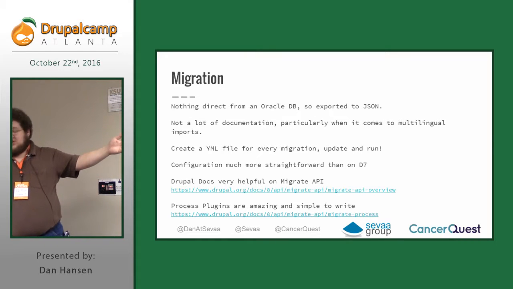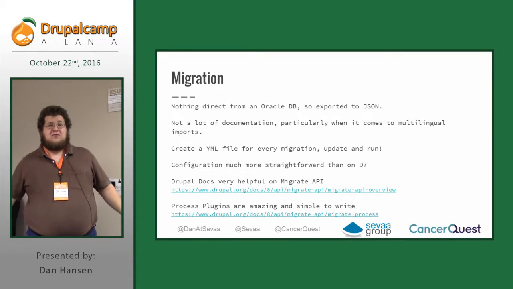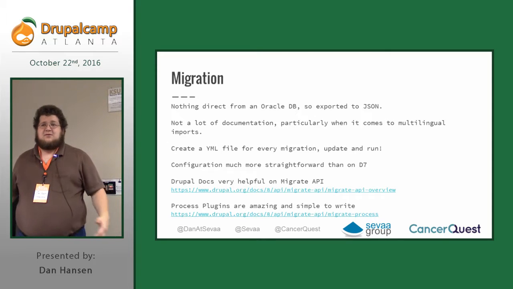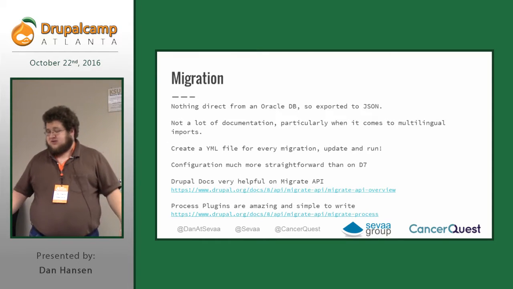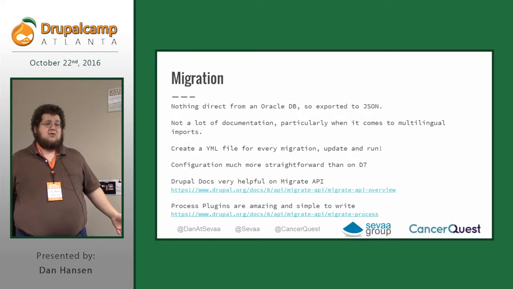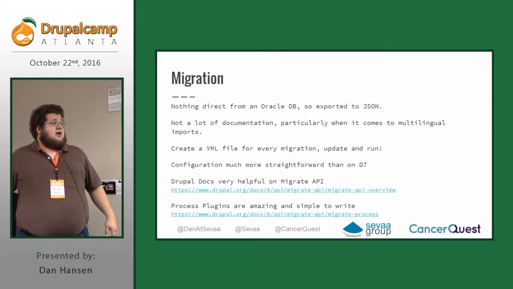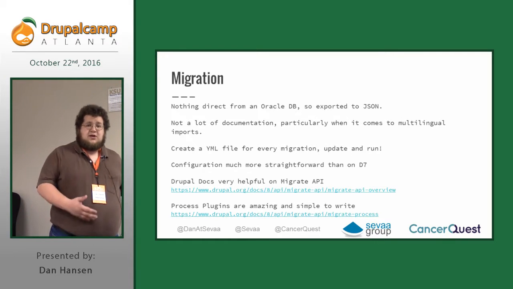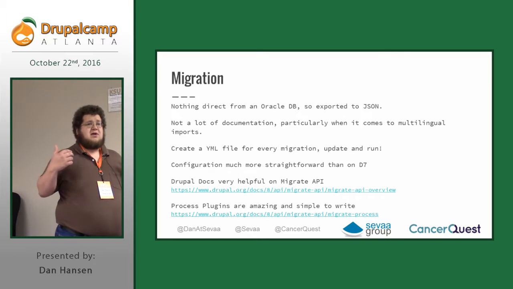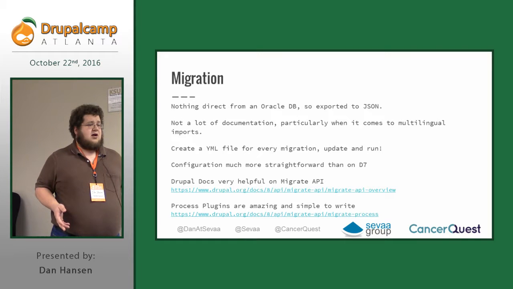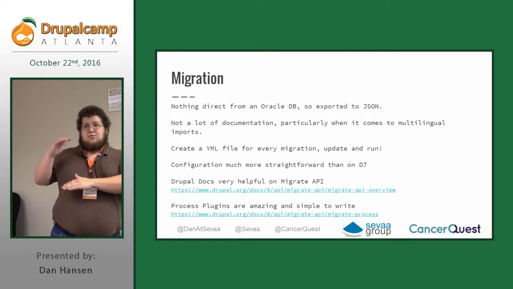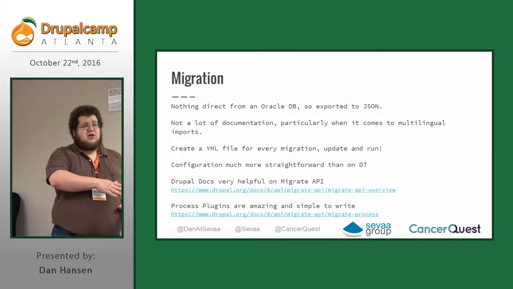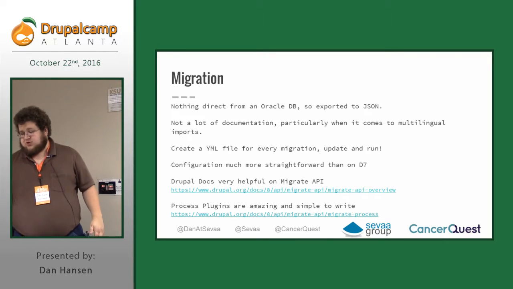Anyways, to build a migration, if you don't already know, you build a YAML file, and then that gets imported as configuration in the system, and then you can just run it using Drush. The configuration is much more straightforward than it was on Drupal 7. On Drupal 7, you had to write these massive plugins that had 4 or 5 different files in different places. It's really just build a config, make sure you have the plugins that you need, and you should be pretty much good to go.